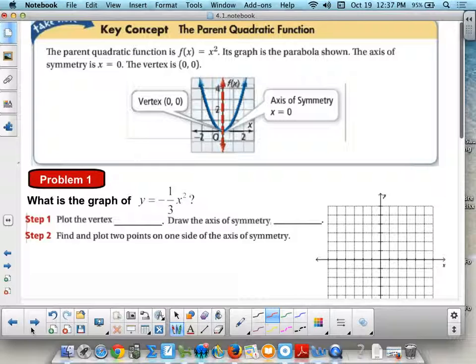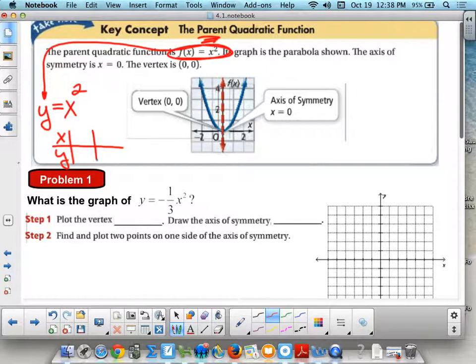The old parent graph. So what does the parent quadratic function look like? It's basically right here. I'll come over here and drop it down. Instead of f of x, I'll just go like this. This is considered the parent function. It's the most basic thing a quadratic function can do.